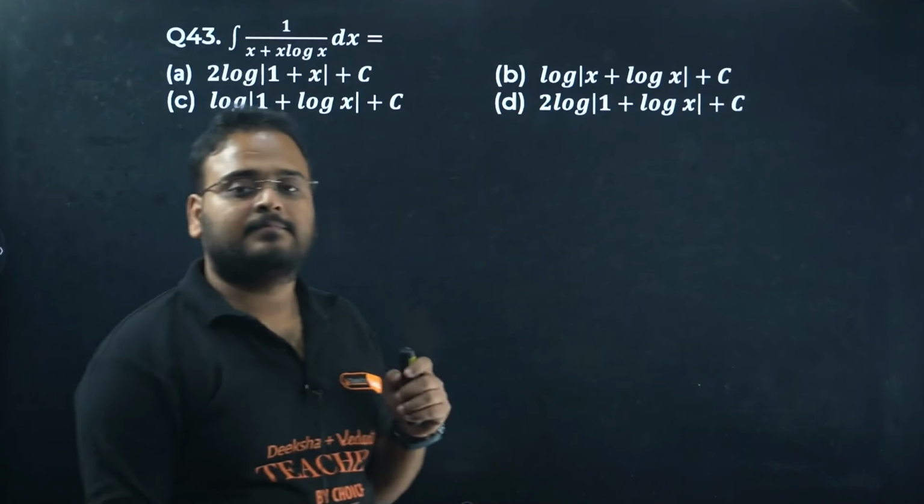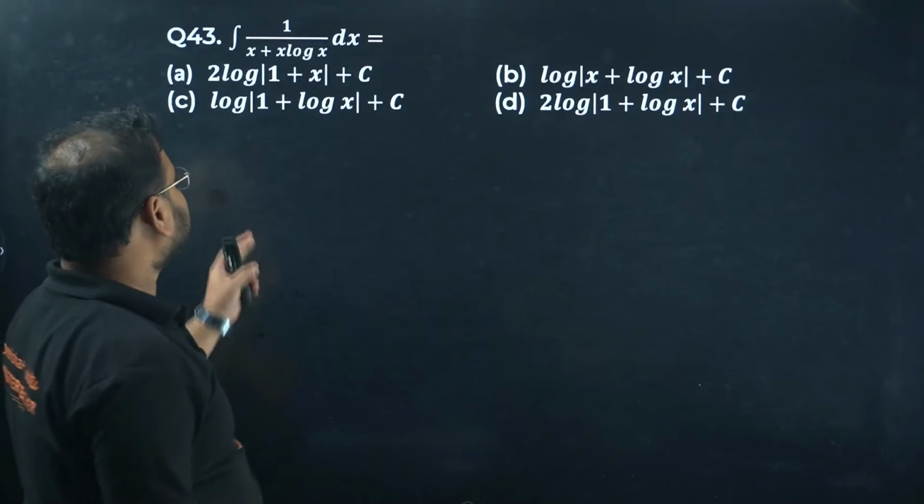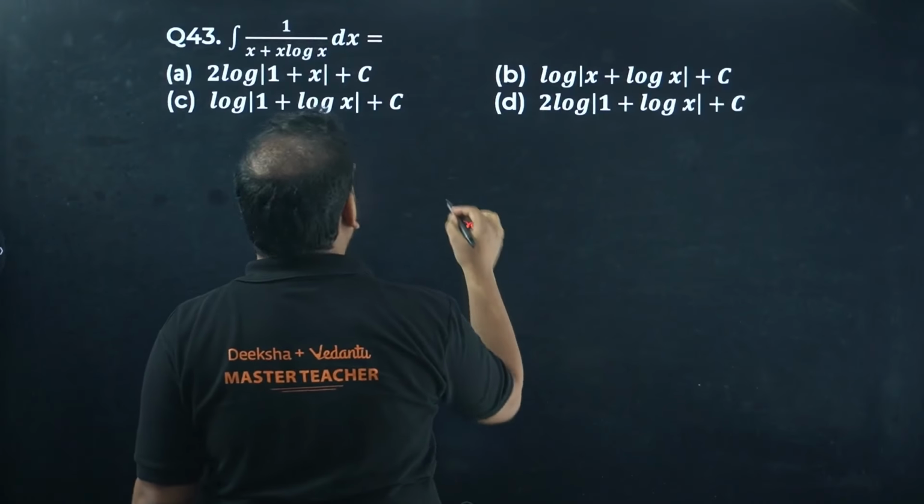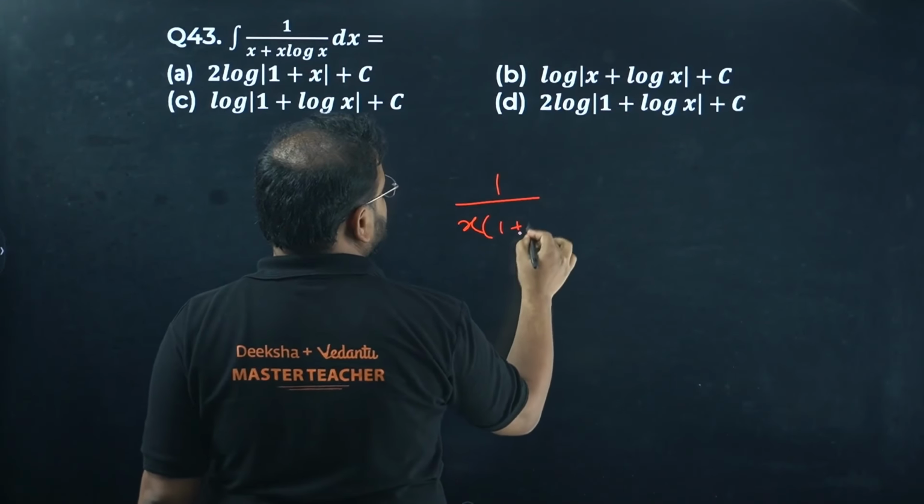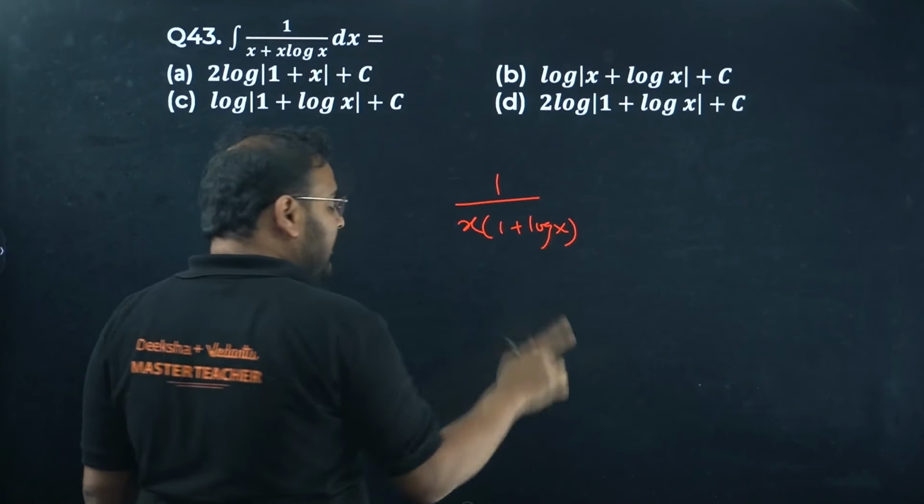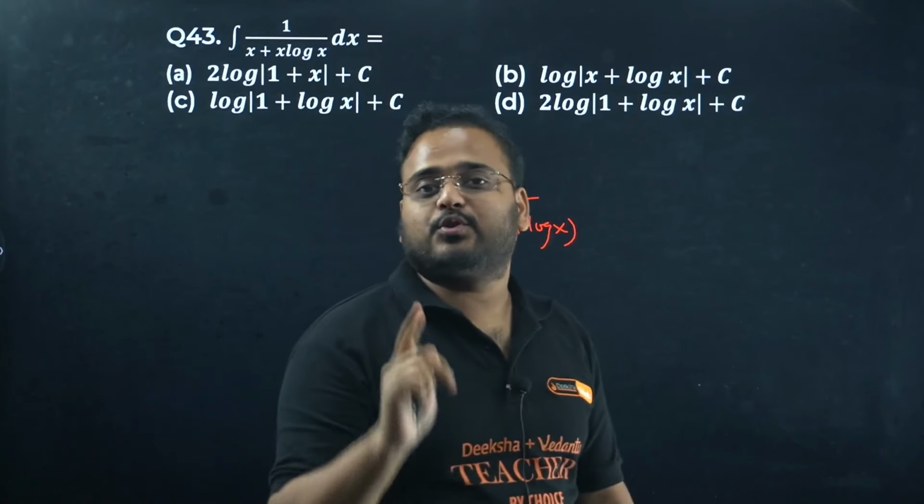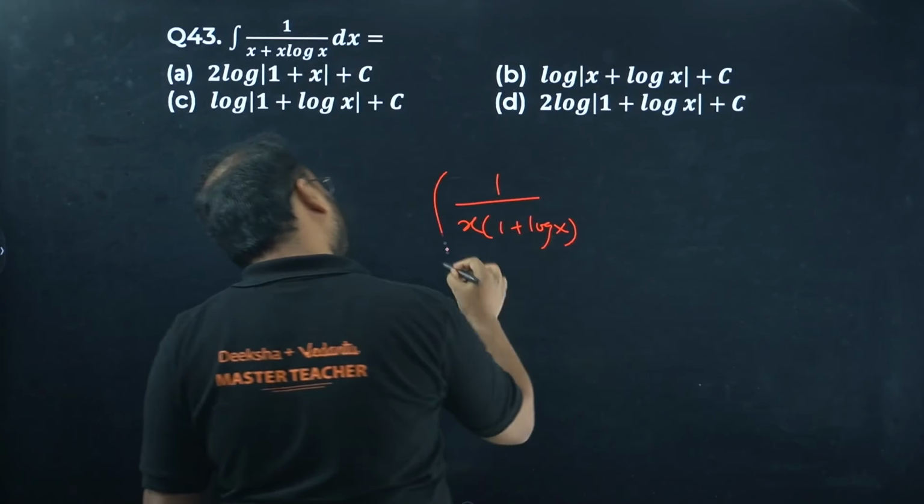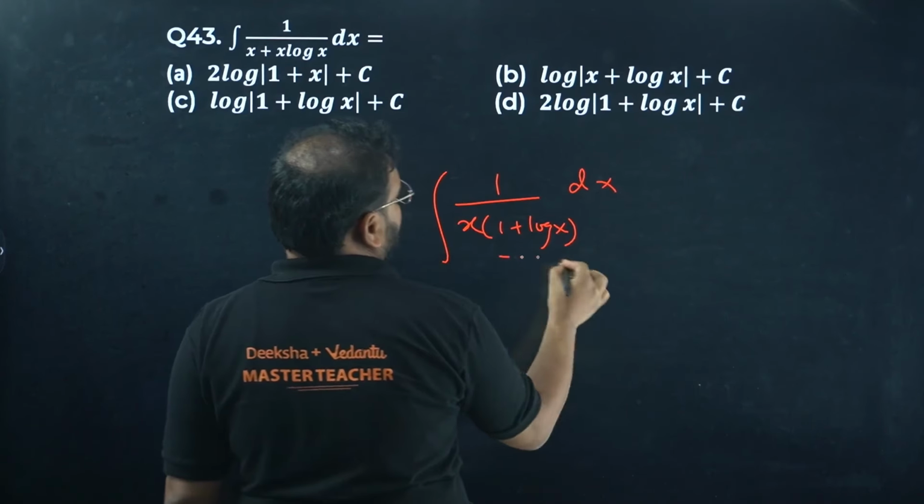Done. 43. 1 upon x plus x log x. X is taken common, denominator same thing, 1 plus log x. I keep telling you guys, all the questions are based upon substitution only in integration. Just follow my word for it. Take t as 1 plus log x.